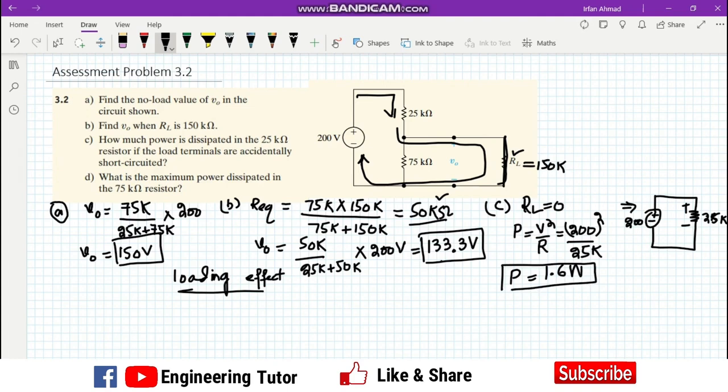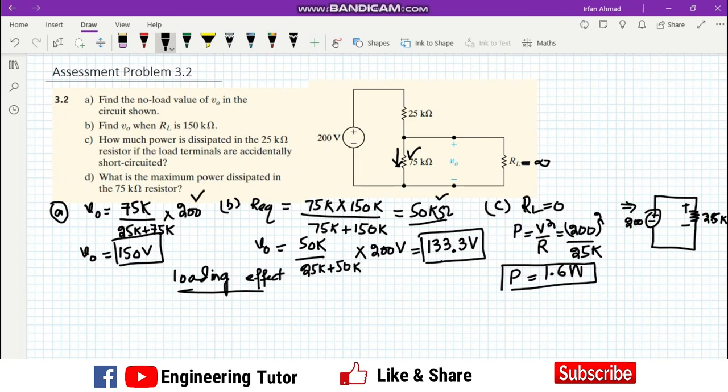What is the maximum power dissipated in the 75 kilo ohm resistor? This is also a very conceptual question, because the maximum power will dissipate across this 75 kilo ohm when maximum current flows through this resistor, and that is only possible when RL is infinity. There will be no current here, all current will pass through here, and it will be the scenario which was encountered in part A.